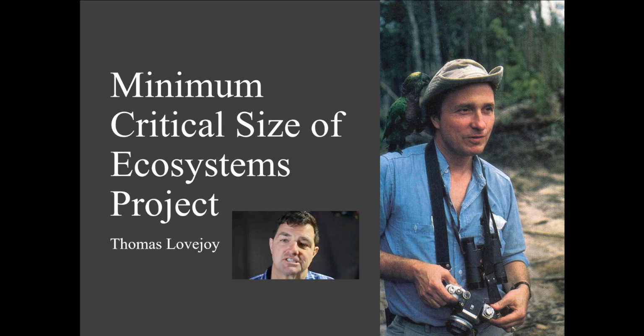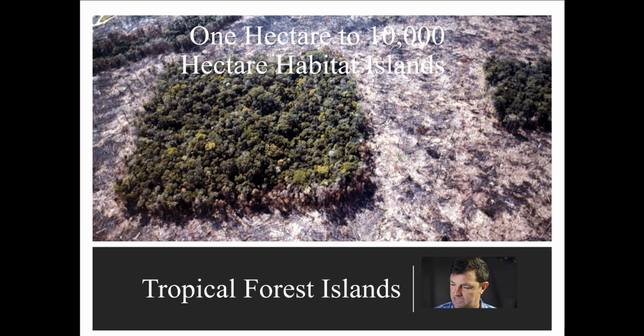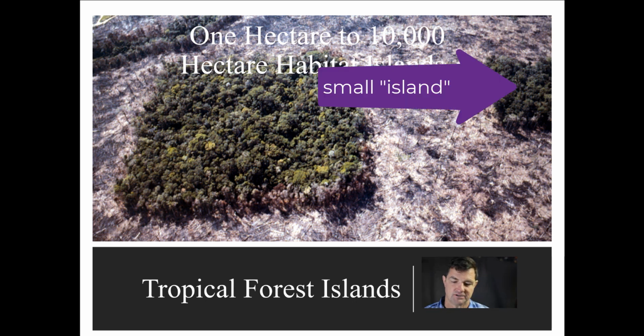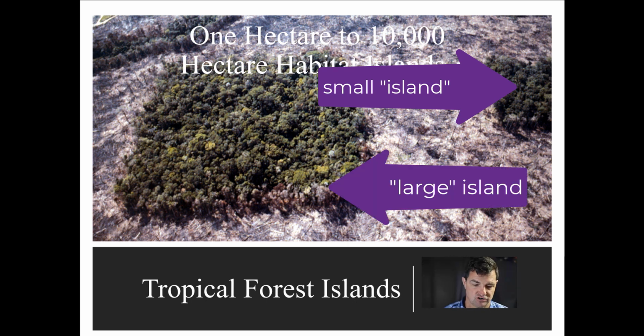All right, so this guy here, Thomas Lovejoy, working with the Smithsonian, worked on a project called the Minimum Critical Size of Ecosystems Project. And he was looking at the extinction rates in islands of tropical forests where the area around the forest was cut and converted to cattle pasture, which is a common practice in that area. So he looked at extinction rates related to island size. And on the right, you can see a relatively small island. And on the left, you can see a much larger island.